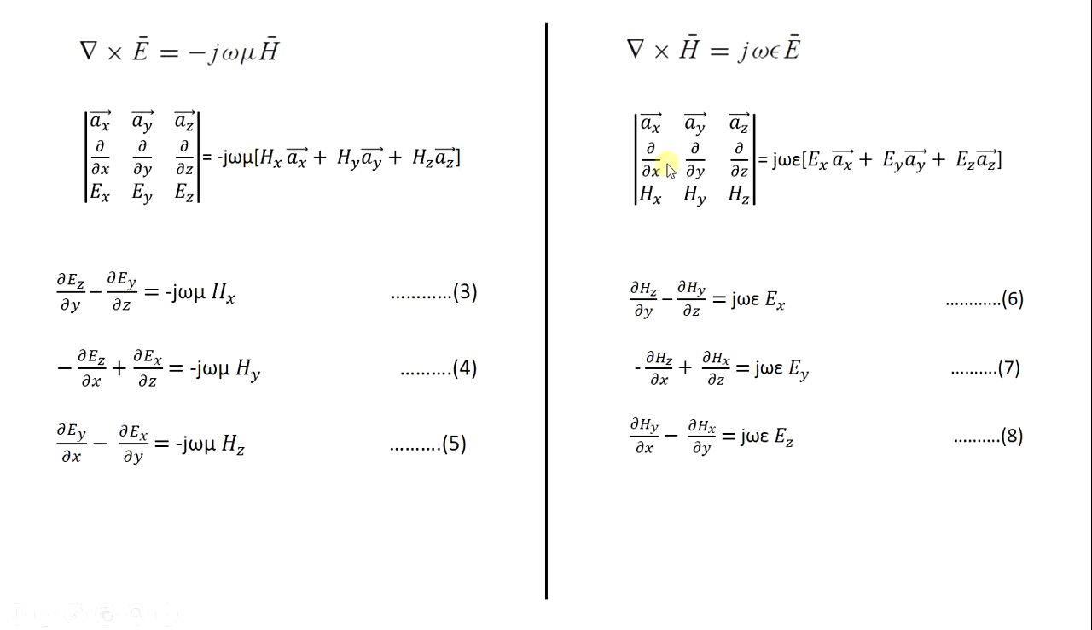Similarly, ∂Hy/∂x minus ∂Hx/∂y equal to jωεEz. So likewise we got these 3, 4, 5, 6, 7, 8th equations.